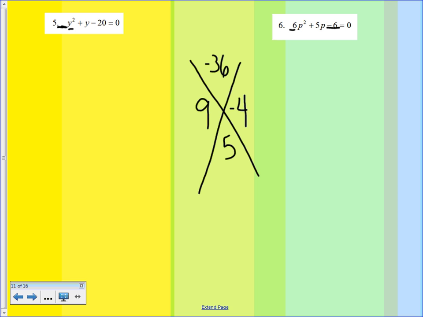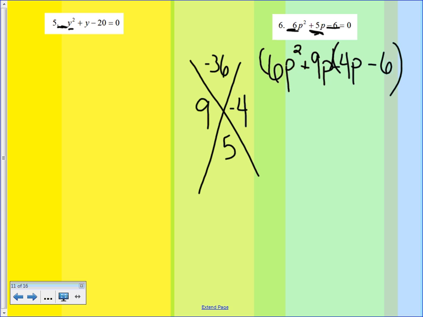So once I have these factors written out, because my a, that coefficient with the squared term, is not equal to 1, I have a different method that I need to use. I need to split up the middle b term as 9p minus 4p minus 6. Remember, it doesn't matter what order. Okay, now that I have 4 terms, I can go ahead and group things.